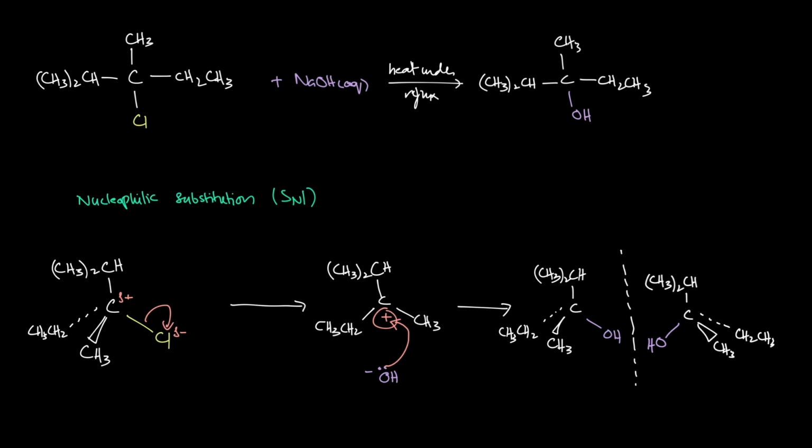Over here, you started with just a single isomer. But because this carbocation intermediate was already bonded to three different things and was a planar compound, the hydroxide could attack it from the front or the back, resulting in the formation of a mixture of optical isomers.